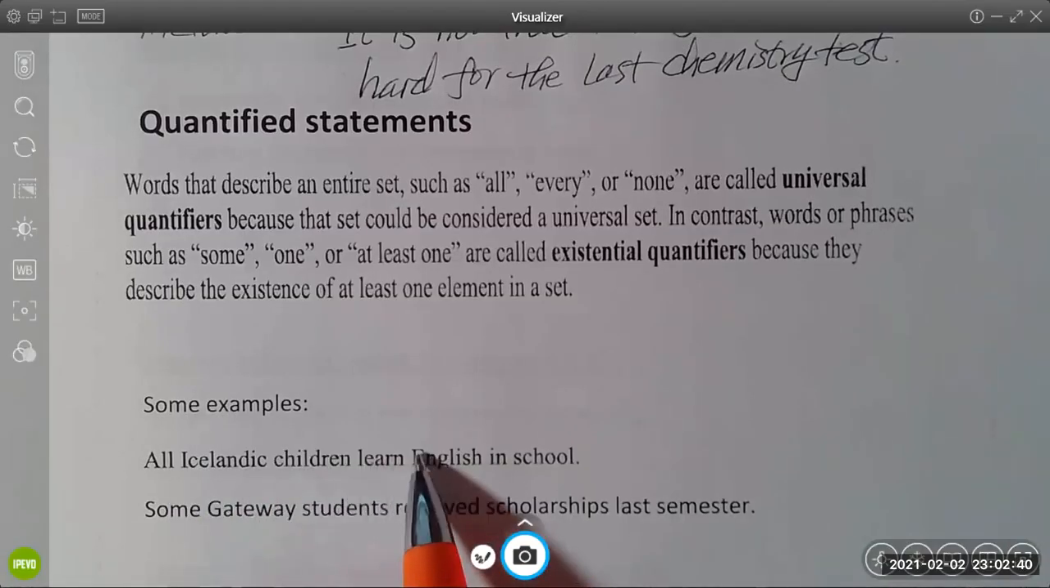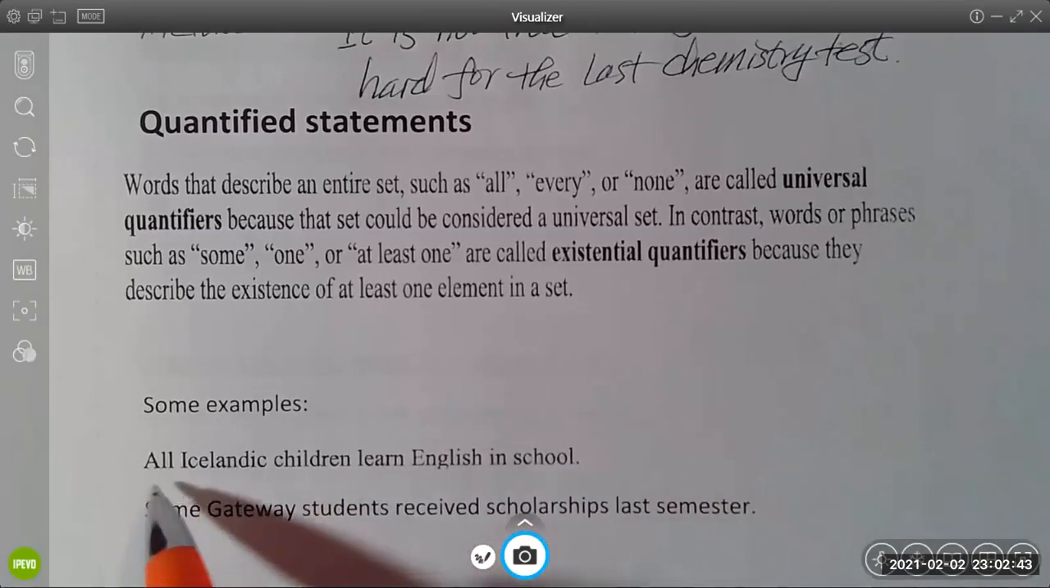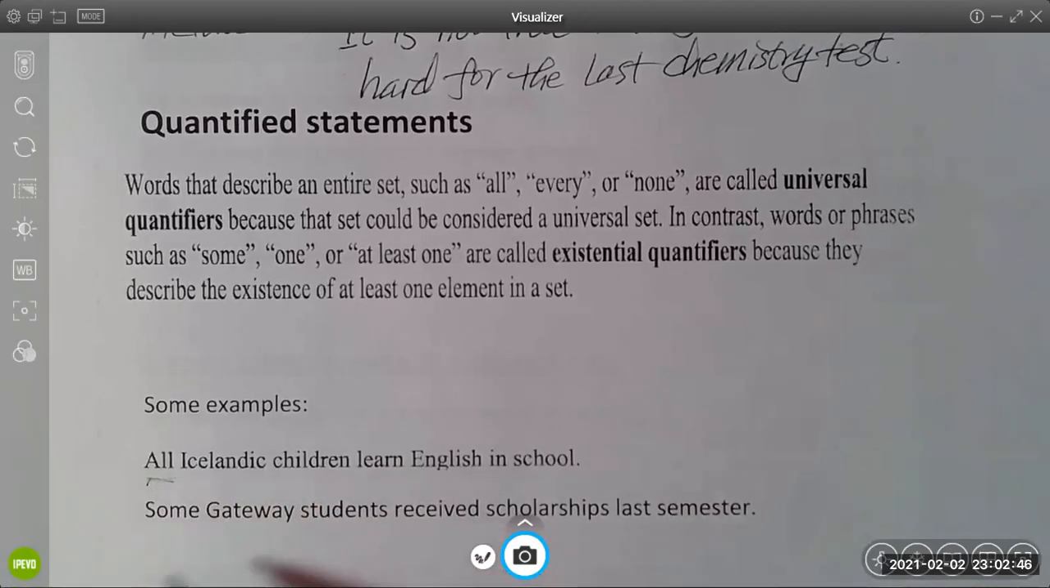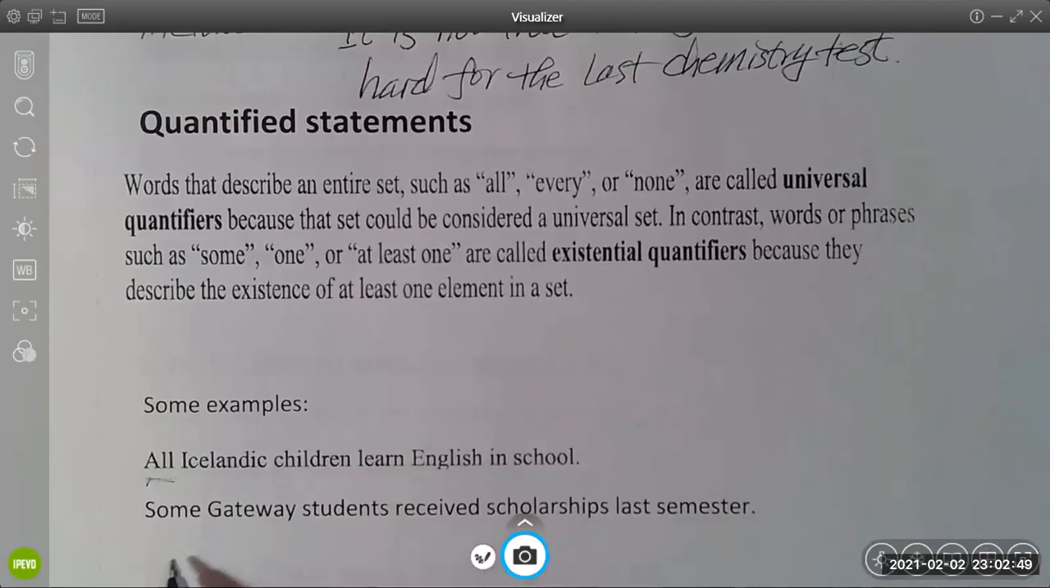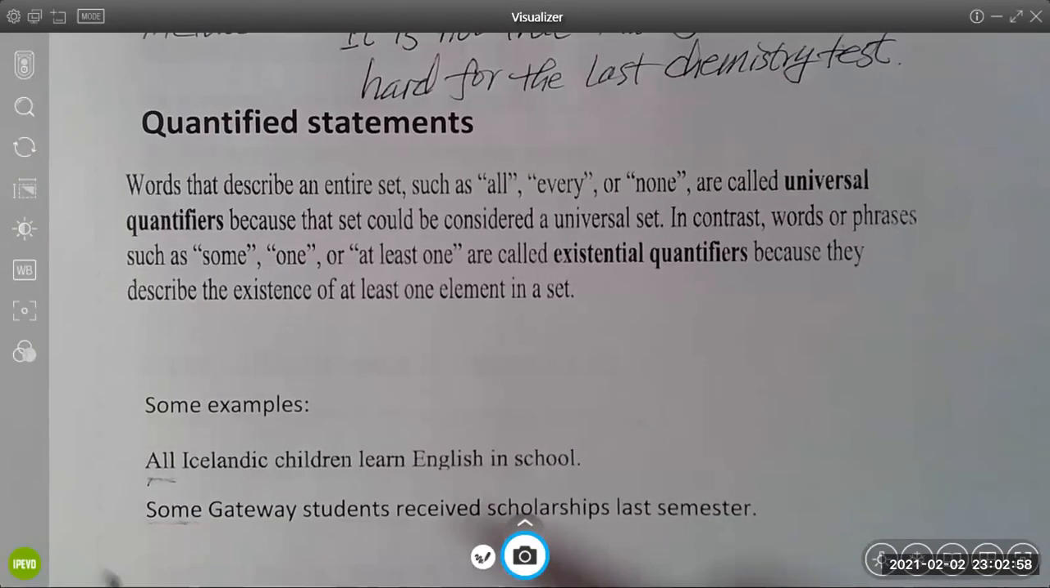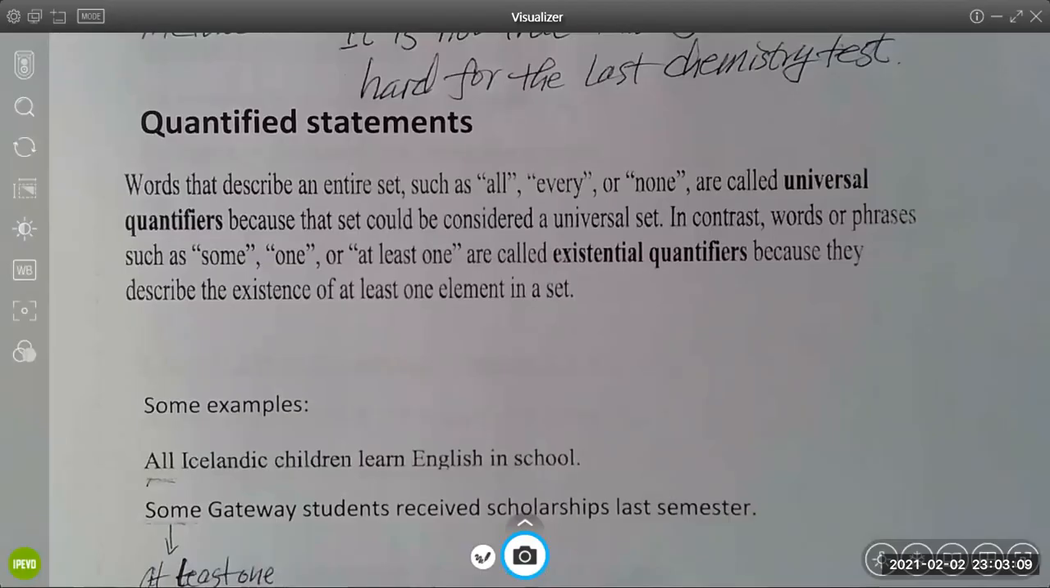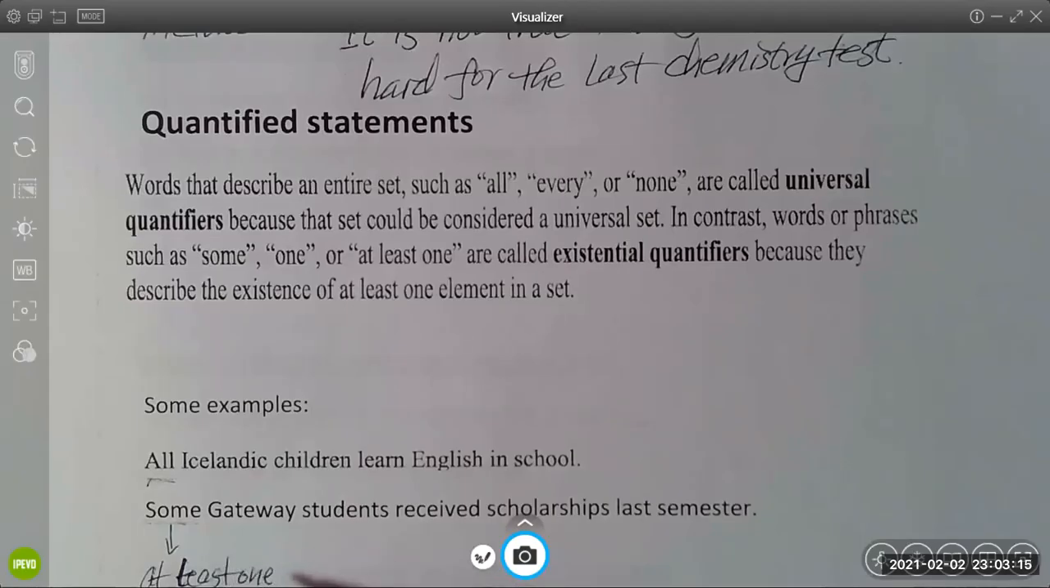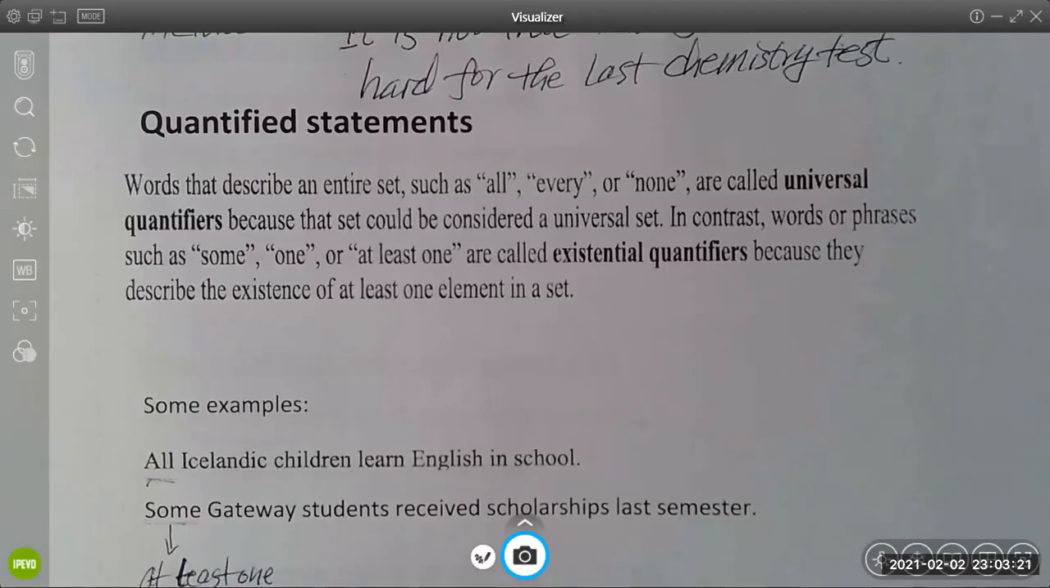All Icelandic children learn English in school. All, that means no exception. That's quantified: all of them, every single one of them. Another one: some gateway students received scholarships last semester. So this is quantified. Some here is actually equivalent to at least one. You can use these two interchangeably. At least one means some: maybe more than one, maybe all of them. All of them is part of at least one. There's no upper limit. This is just the bottom limit, basically, at least one or more.